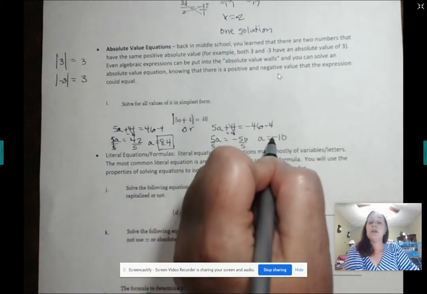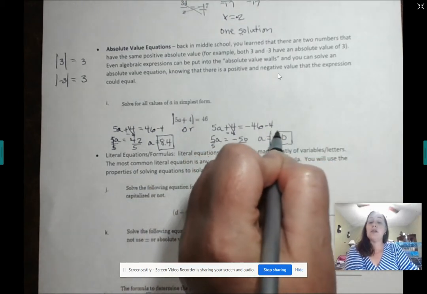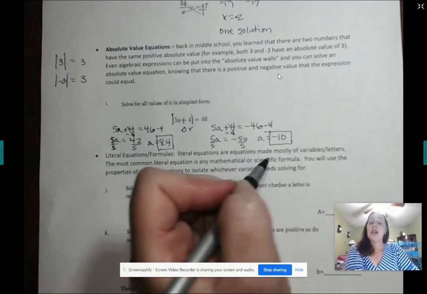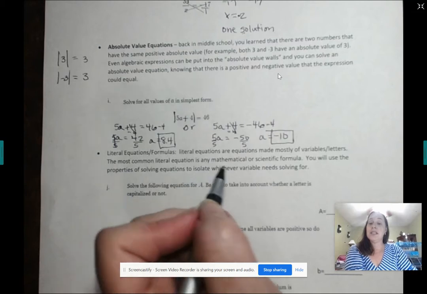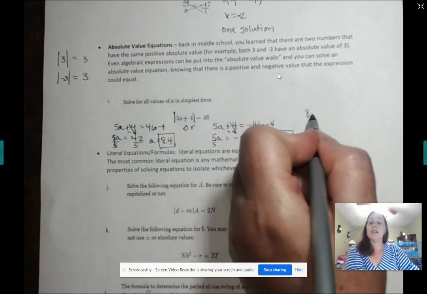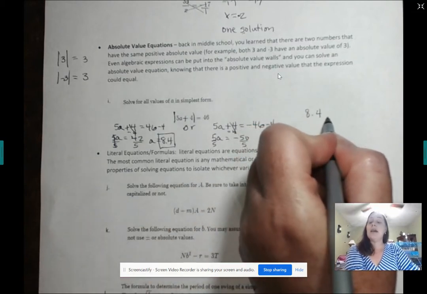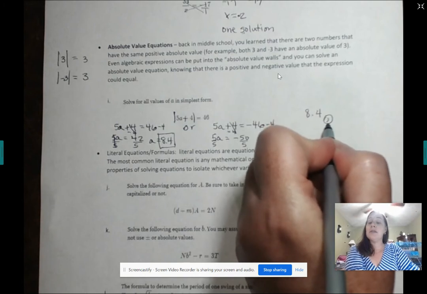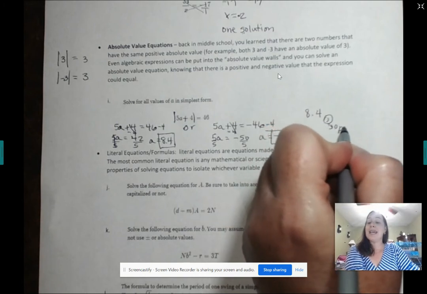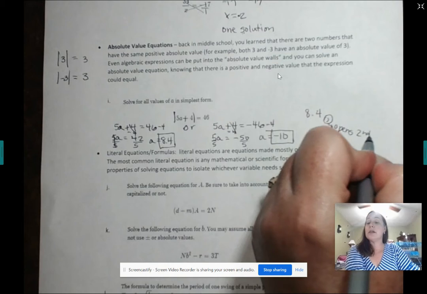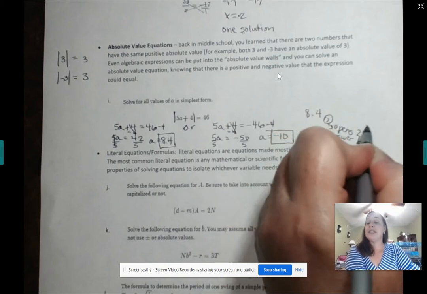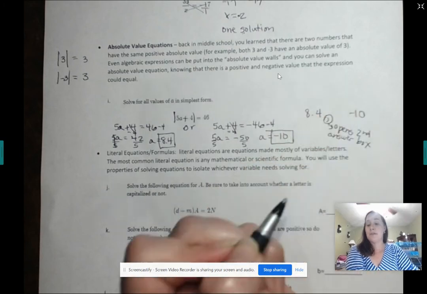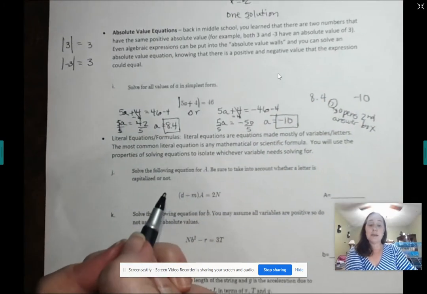I also want to talk to you about if you have more than one solution in a problem in Delta Math, you only have one answer box at a time usually. So if you have 2 solutions, as soon as you type in the first answer, and it doesn't matter which one, hit a comma. A comma in Delta Math opens a second answer box. And that will then give you the opportunity to type in negative 10. And those are your 2 solutions.